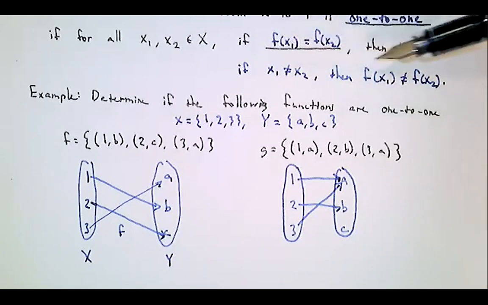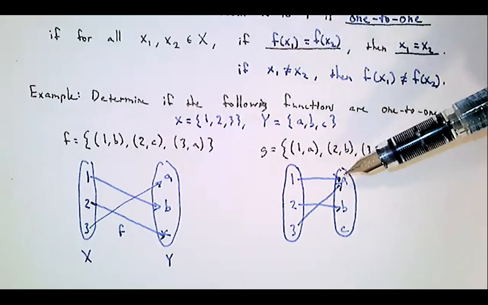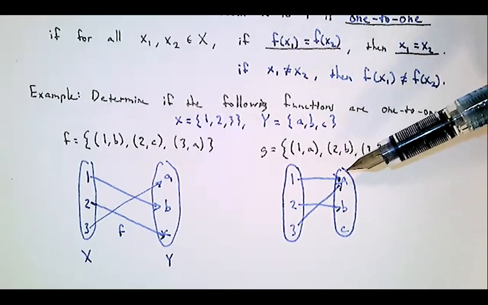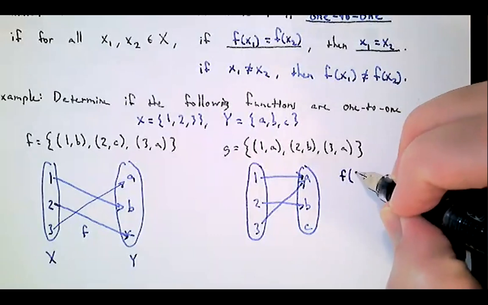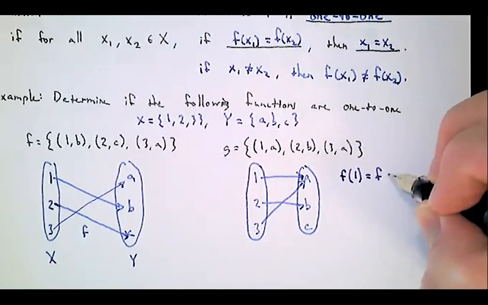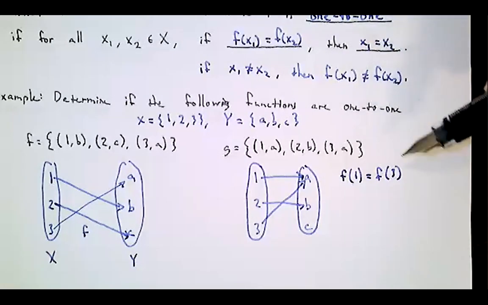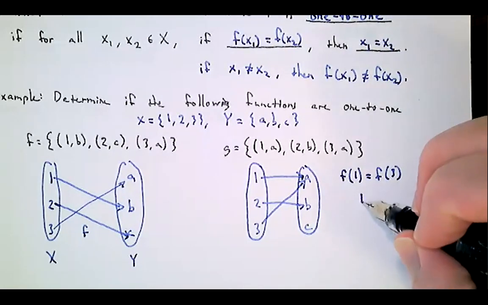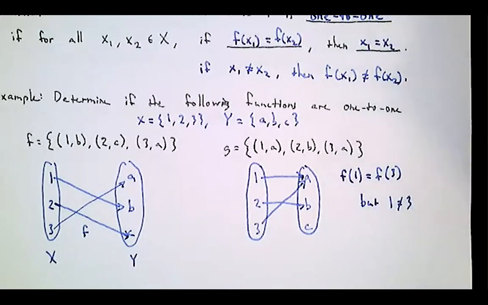So this is false, because f of 1 is equal to f of 3. Maybe I can write that down. But 1 is definitely not equal to 3. So two different inputs pointed to the same output.